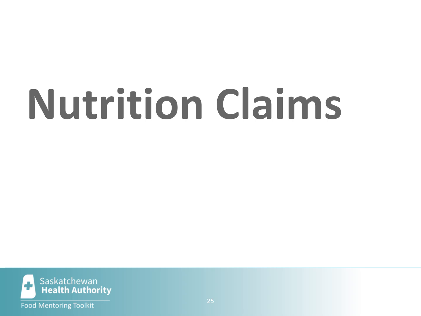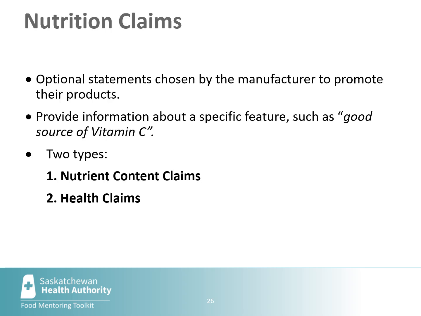Now, we will talk about nutrition claims on food packaging. Nutrition claims are optional statements chosen by the manufacturer to promote their products, and they only focus on specific features of a food. For example, good source of vitamin C. Foods must meet certain criteria in order to include a nutrition claim, and there are two types: nutrient content claims and health claims.